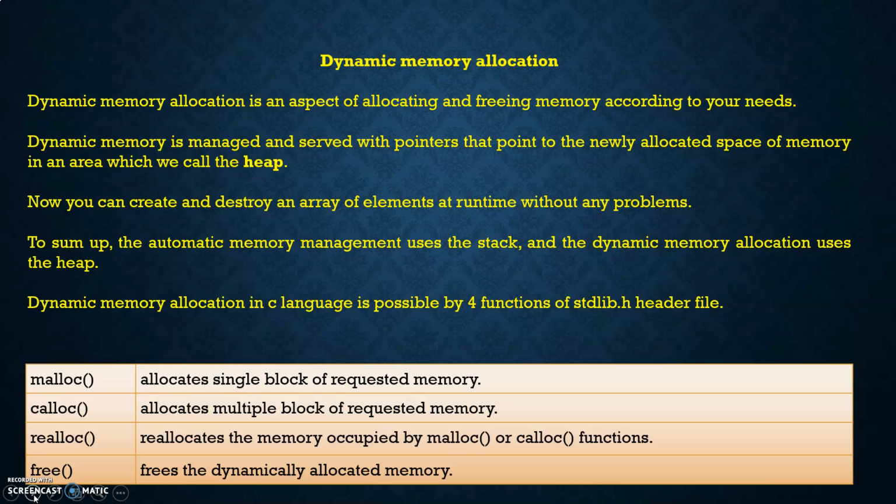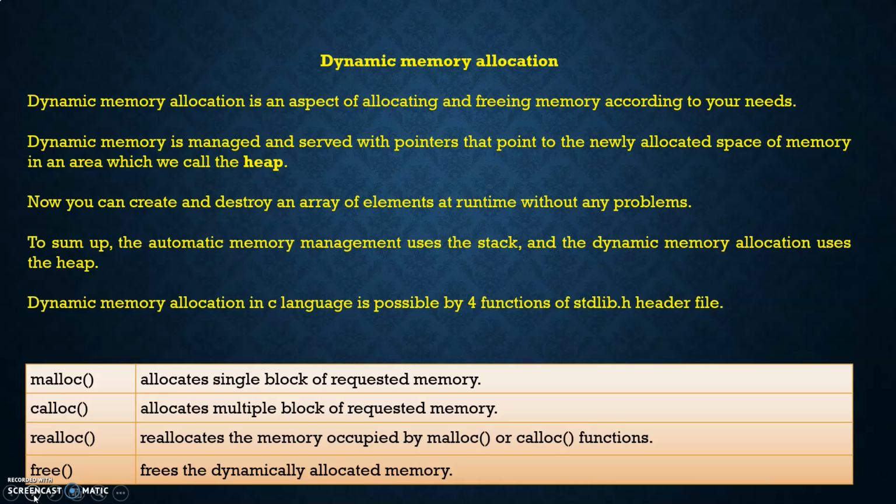Now in dynamic memory allocation, in the header file stdlib.h, or the standard library file, there are 4 functions present: malloc, calloc, realloc, and free. These 4 memory functions are the parts of dynamic memory allocation. So during runtime, I have to change my memory size.